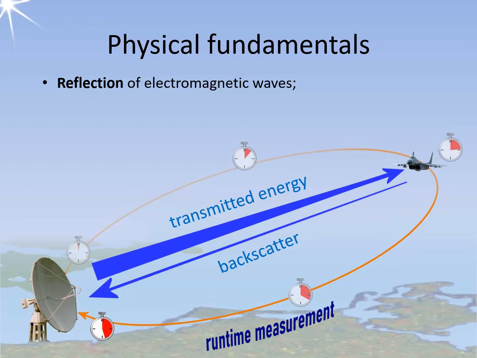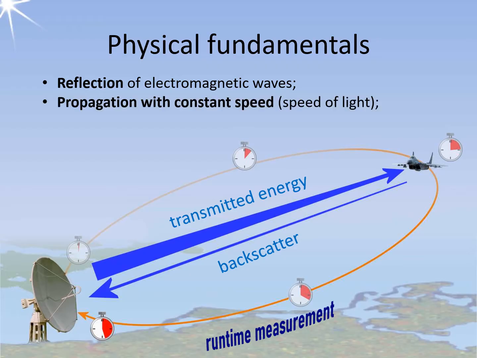The reflection of electromagnetic waves. When electromagnetic waves hit an electrically conductive surface, they are reflected. If the reflected wave is registered again at the point of origin, as an echo, this is evidence that there is an obstacle in the direction of propagation.